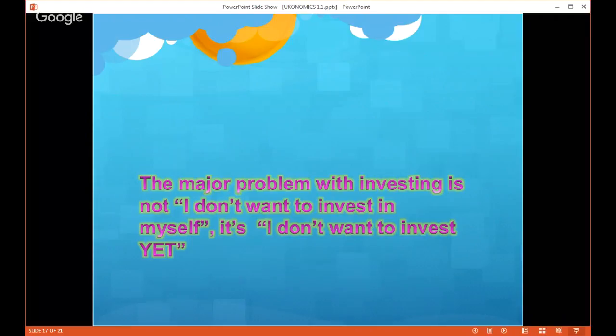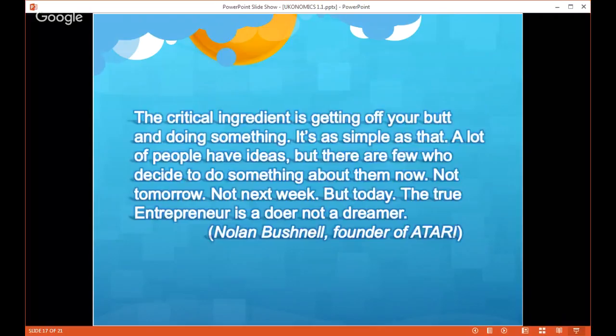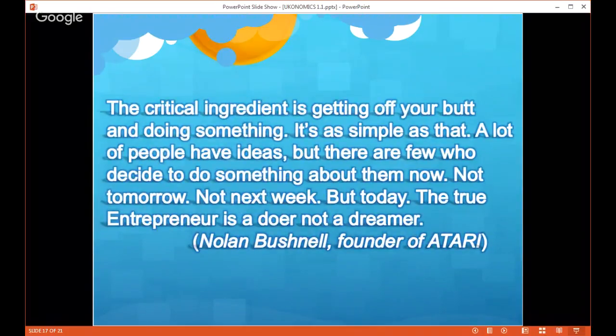The major problem with investing is not I don't want to invest in myself, it's I don't want to invest yet. The critical ingredient is getting off your butt and doing something. It is as simple as that. A lot of people have ideas, but there are few who decide to do something about them now, not tomorrow, not next week, but today. The true entrepreneur is a doer and not a dreamer.